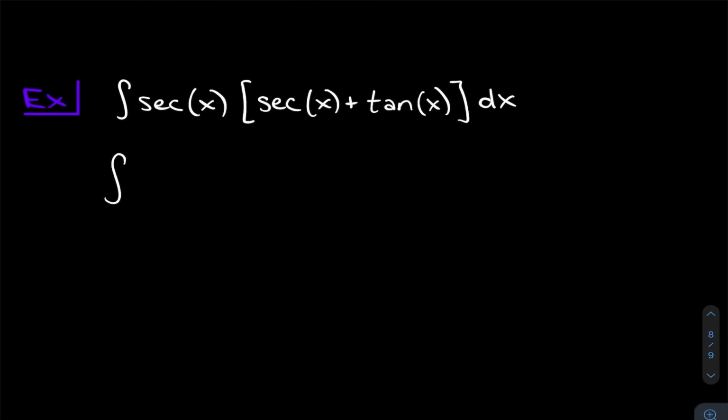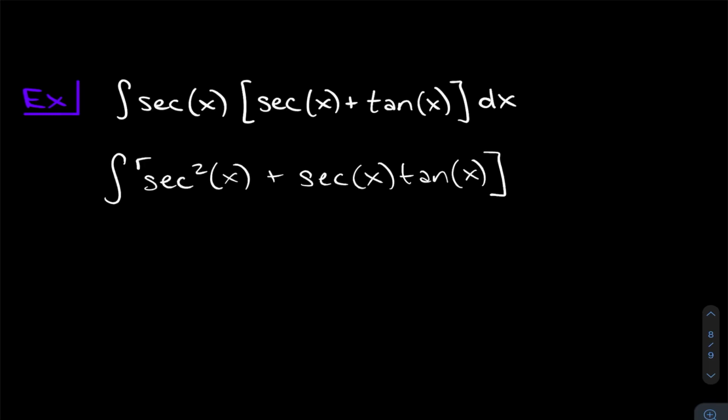So distributing through, we get secant squared of x plus secant x times tangent x. And that's going to go right here. Okay, and I'm going to put brackets on the outside here, because I already have parentheses inside, and so it'll just look really gross if I use more parentheses. And now, well, what's the integral of secant squared?